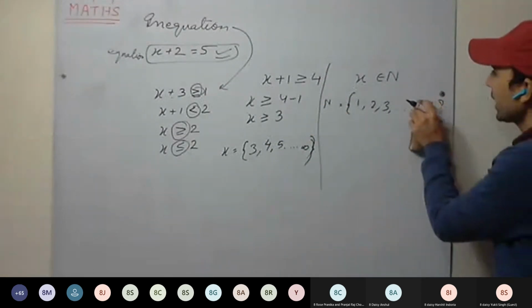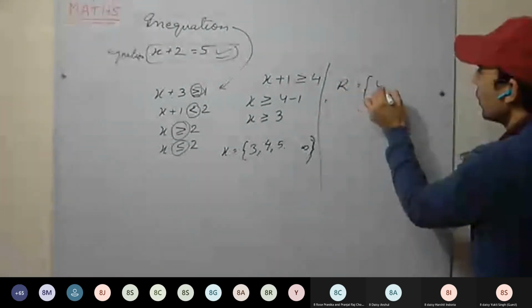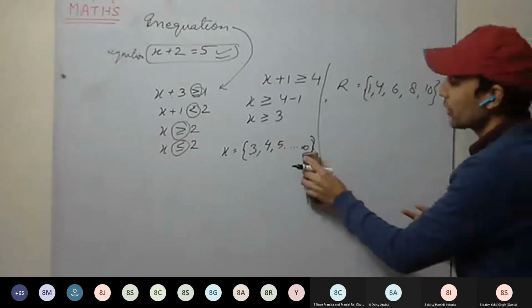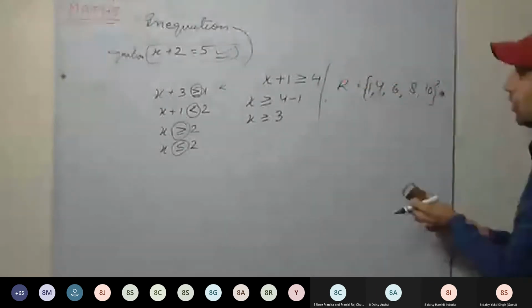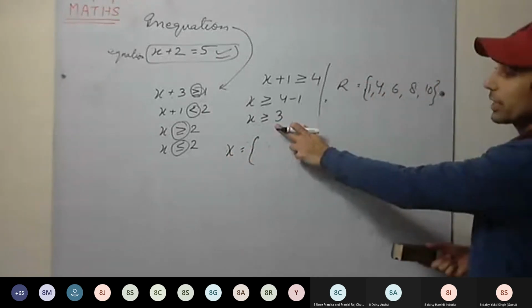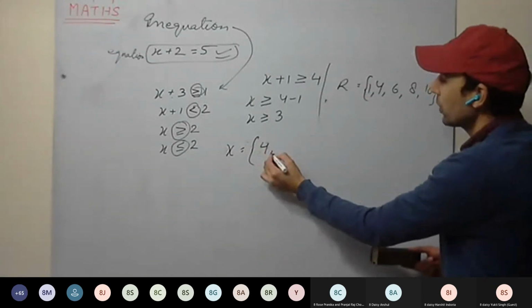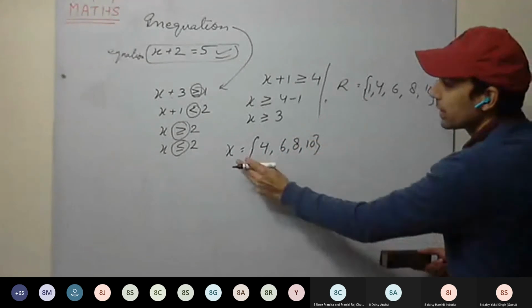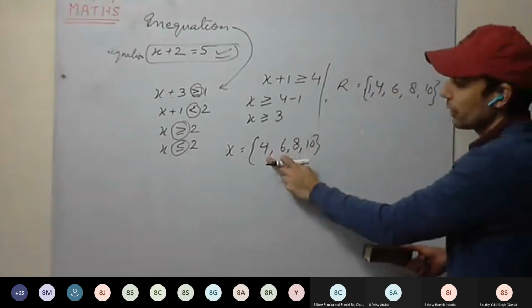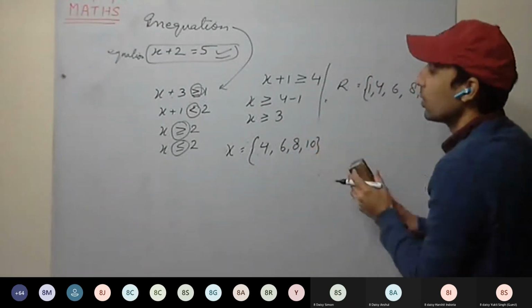Okay. If I make the replacement set like this, if the replacement set is 1, 4, 6, 8, 10, what will be the value of x this time? From this you have to take the values of x. It has to be greater than or equal to 3. 1 is less than 3. So we want 4, 6, 8, 10. These will be the values of x. This is our replacement set or the domain. From this only we can take the values for x. Okay. Understood now?